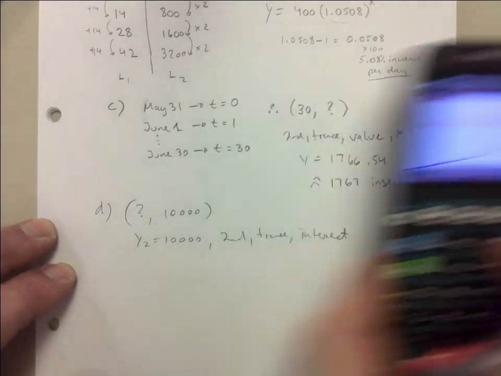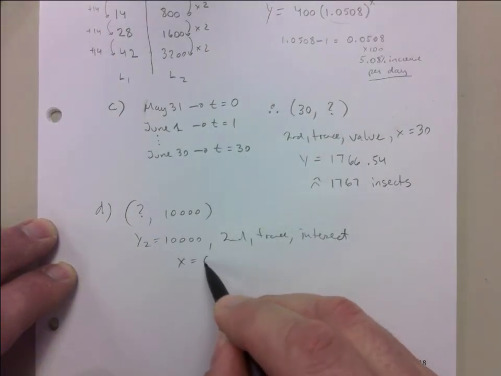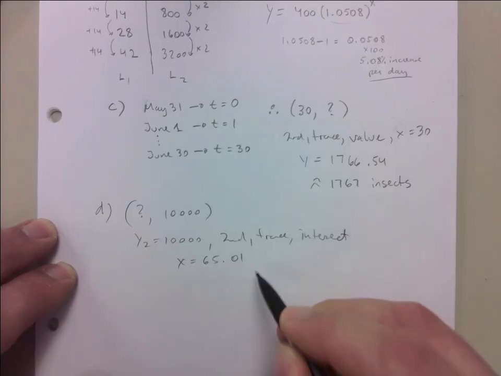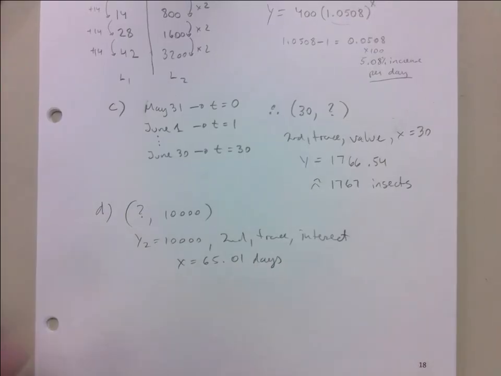65.01. X is 65.01 days. Can I have 0.01 of a day? The answer is yes. As weird as it sounds, yes. Because you can go down to hours if you need to, or minutes, or seconds, milliseconds. You can keep going down. So time, if it's in days, it's fine to get it as a decimal.